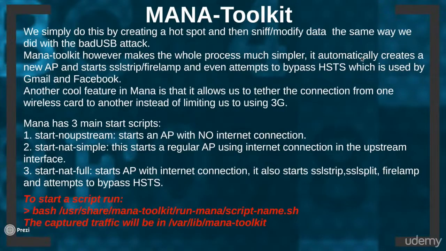Right, so from the previous video, we know that if we want to share the 3G connection on our phone or on our tablet, we can simply create a hotspot using the default settings that come with Android, and then we can sniff data or read them, modify them the same way that we did with the bad USB attack. So we can use T-Shark, we can use DNS spoof, we can use SSL strip, all that kind of stuff. We can do the scenarios that we did straight after we create that hotspot. So people are going to connect to the hotspot.